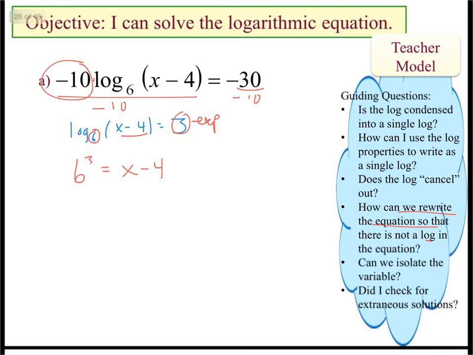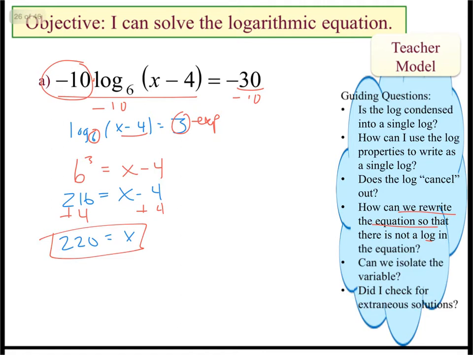Simplifying that, we cube 6, which is going to be 216, and that is equal to x minus 4. Then our final step is just to remove the minus 4 with an add 4 to both sides, and that would give us 220 is equal to x for our final answer.